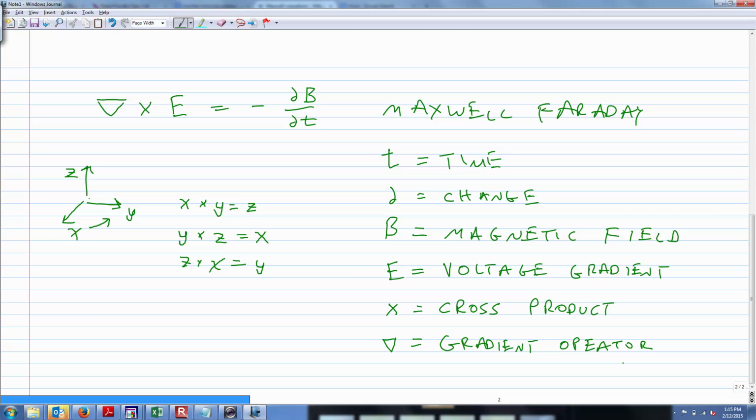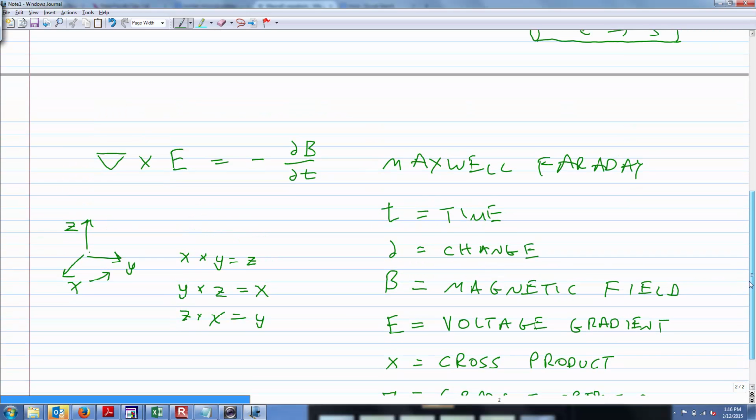This pen's not working out right. Upper, put the R in there. Operator is the change in the voltage gradient. So, and that's going to be a little tough to explain, but let me try. Let me see if I can explain that guy.